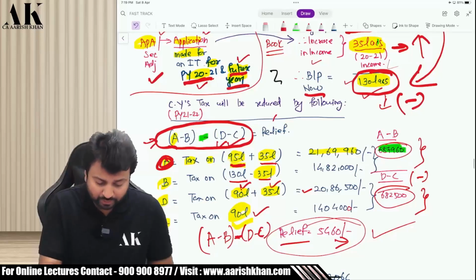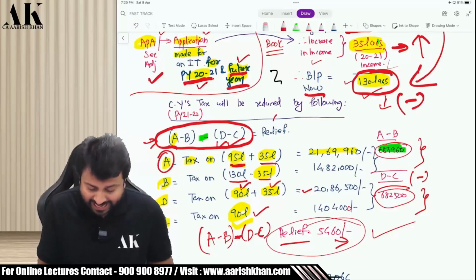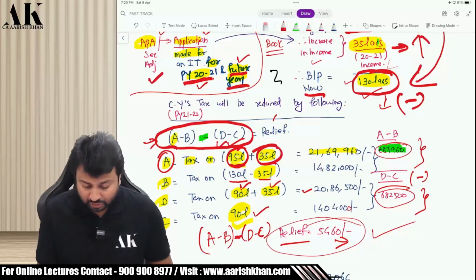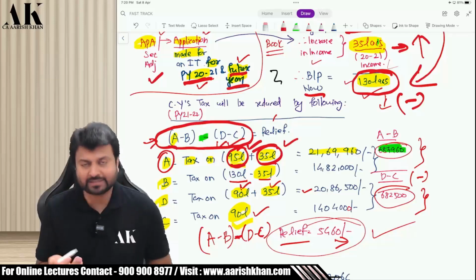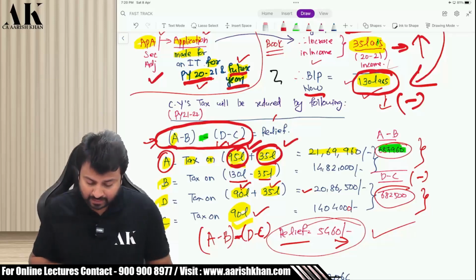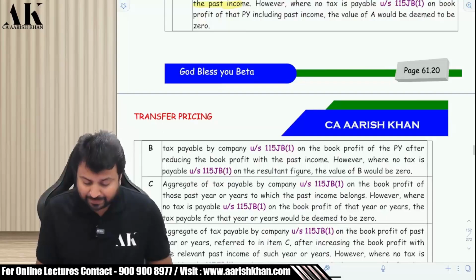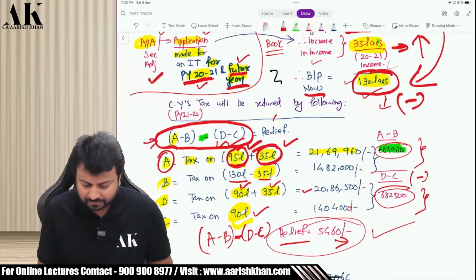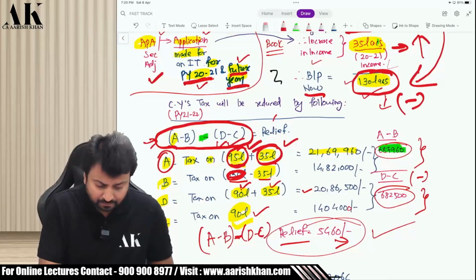You are supposed to compute in A. Pay attention. Tax on current year profit, including past income. So you are going to compute tax on 130 lakhs first of all. So tax on current year income, including past income, is 130 lakhs. This is A. Now what is B? Tax payable by the company on the book profit of the previous year. Again current year tax, after reducing the book profit by the past income, now compute tax on only 90 lakhs. So now 130 lakhs minus what? Minus 35 lakhs.